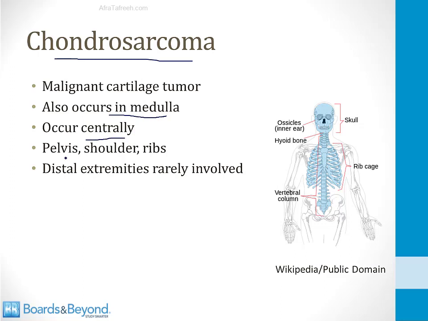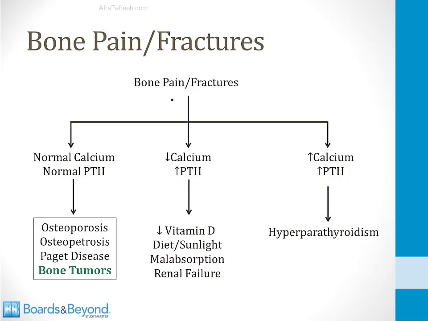So you can find it in places like the pelvis and the shoulder and the ribs. The distal extremities are rarely involved. I'll finish this video with a few slides to help you approach board questions about bone pain and fractures. So many board questions describe a patient, often a relatively young patient, who has bone pain or a pathologic fracture.